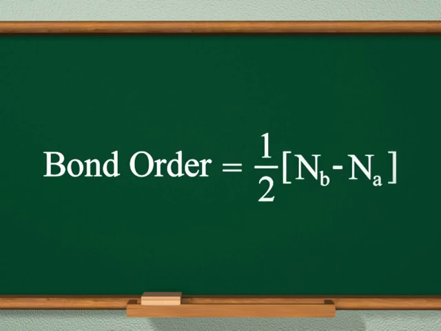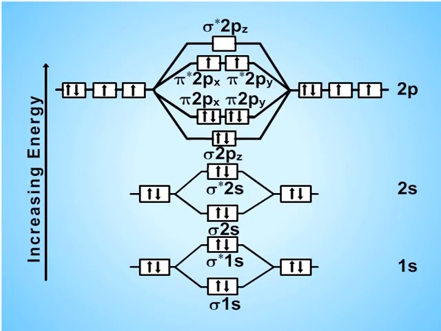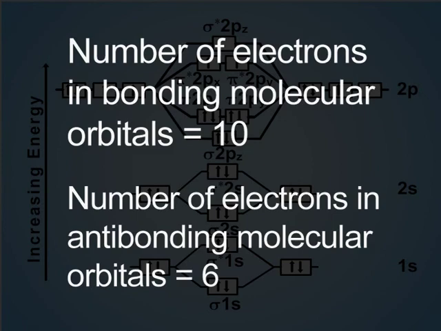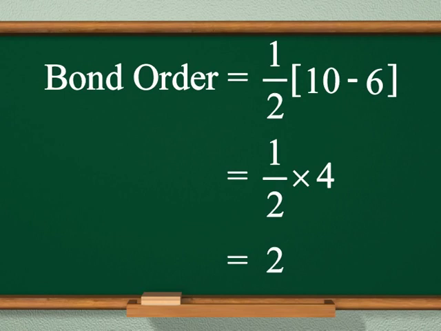Bond order is equal to 1 upon 2 into Nb minus Na. It is equal to 1 upon 2 into number of electrons in bonding molecular orbital minus number of electrons in anti-bonding molecular orbital. So, bond order is equal to 1 upon 2 into 10 minus 6. It is equal to 1 upon 2 into 4 or it is equal to 2. It also shows the presence of 2 double bonds in oxygen molecule.